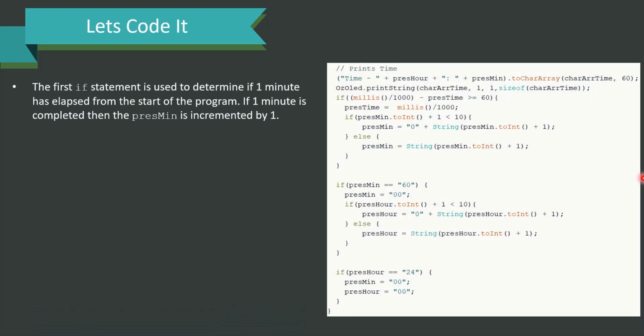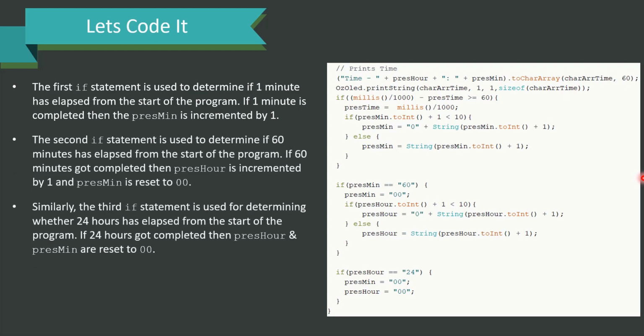The first if statement seen in front of you is used to determine if 1 minute has elapsed from the start of the program. If 1 minute is completed, then press min is incremented by 1. The second if statement is used to determine if 60 minutes has elapsed from the start of the program. If 60 minutes get elapsed, then press R is incremented by 1 and press min is reset to 0.